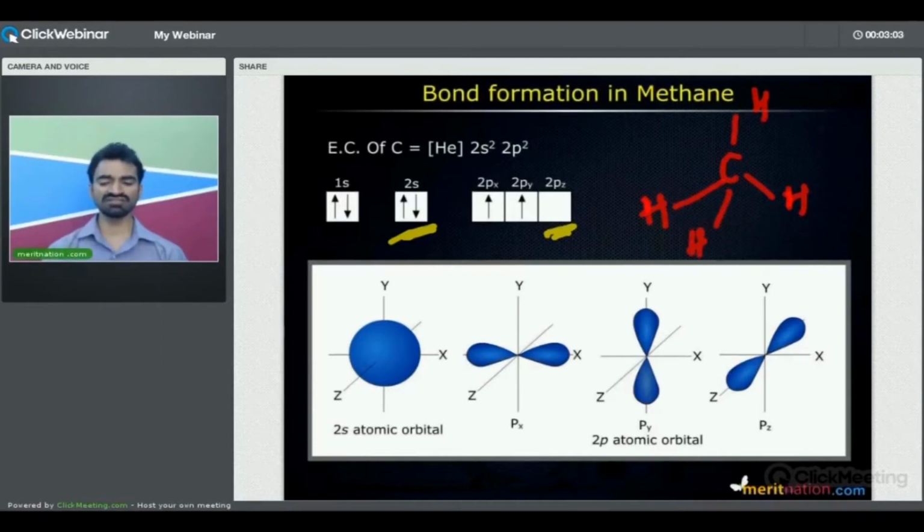However, as we can see, all of these orbitals have different shapes and different orientations. So how was this shape attained? Let's find out.